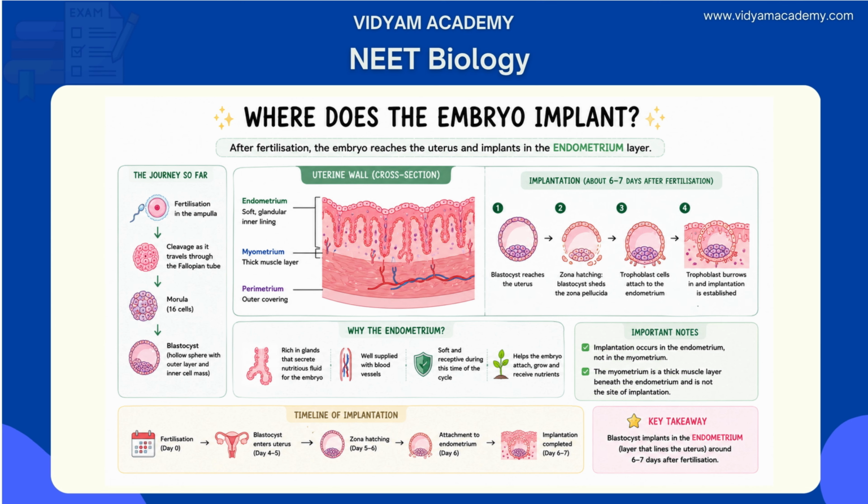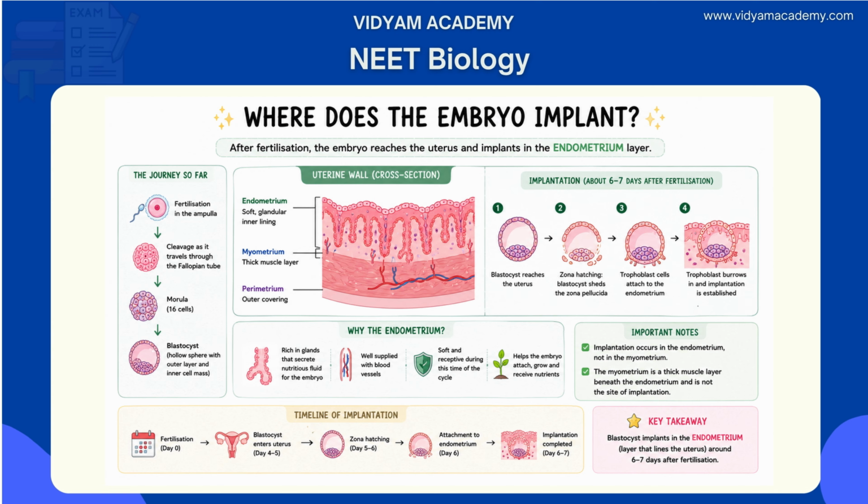After fertilization in the ampulla, the zygote undergoes cleavage while traveling through the fallopian tube, producing a solid 16-cell morula. As the morula enters the uterine cavity, it absorbs fluid and reorganizes into the blastocyst, a hollow sphere with an outer trophoblast layer and an inner cell mass. Before implantation, the blastocyst sheds the zona pellucida in a process called zona hatching, which exposes the trophoblast cells.